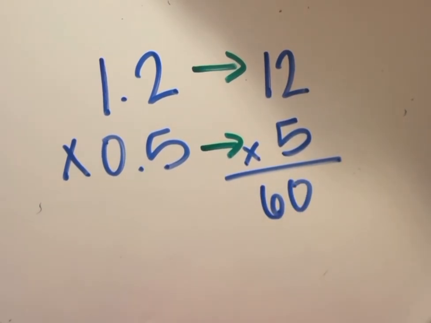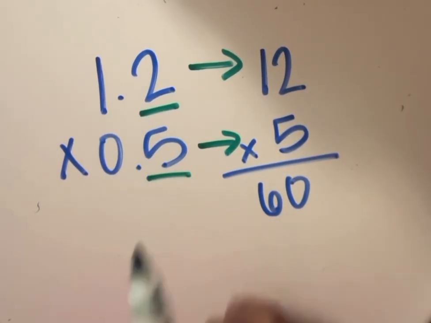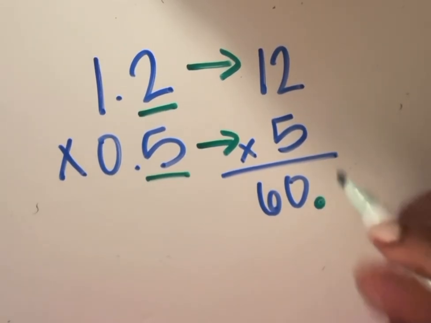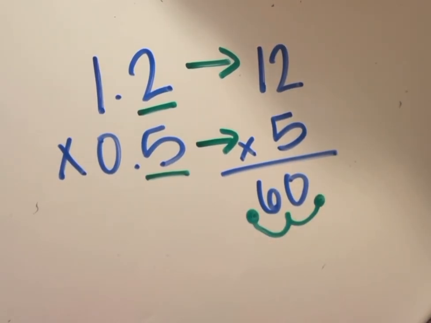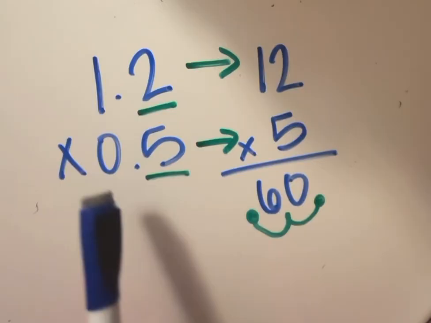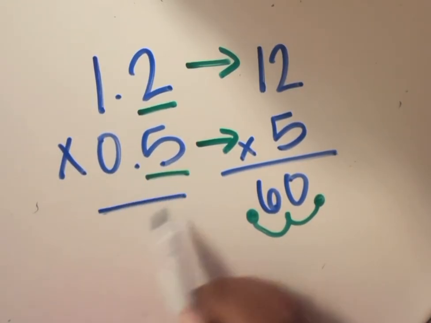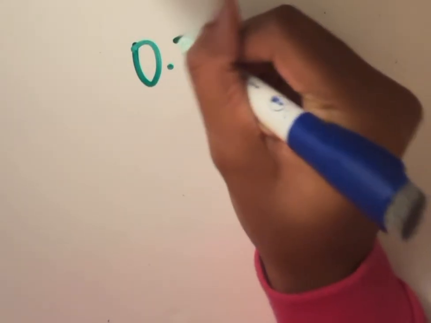We're going to go back over here and look at how many places are to the right of our decimal. So that's 1, 2, which means we're going to start right here and go over 2 place values. So our answer to 1.2 times 0.5 is 0.60.